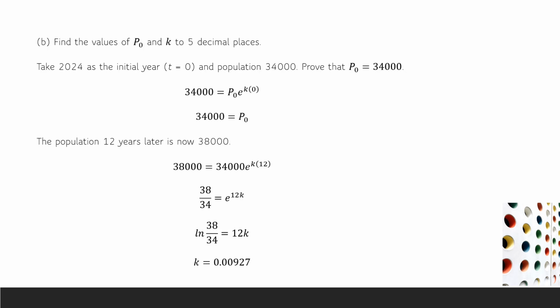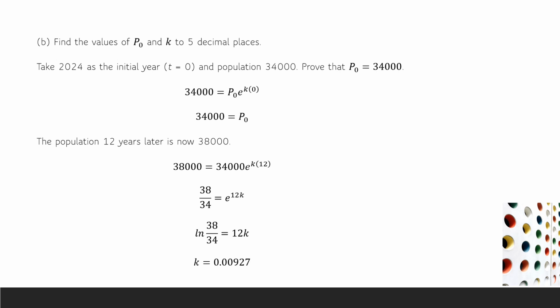Second part, finding P0 and k. Since we're taking 2024 as the initial year, time is 0, and the population is 34,000 at that time. We're going to prove that P0 equals 34,000. Now, you can make an assumption in the exam, but we'll prove that it is.